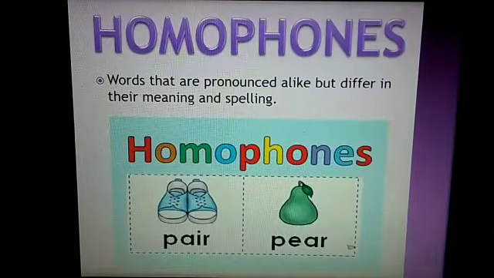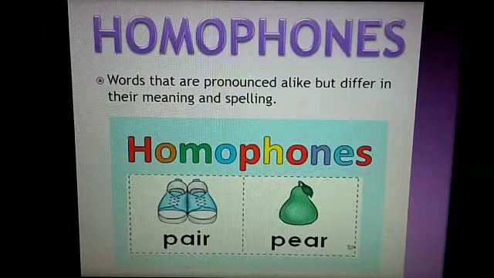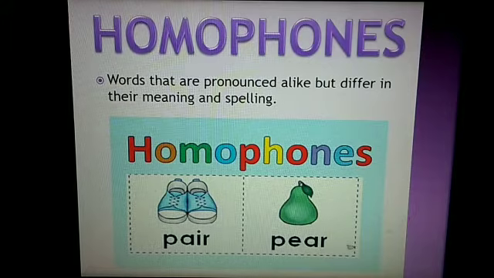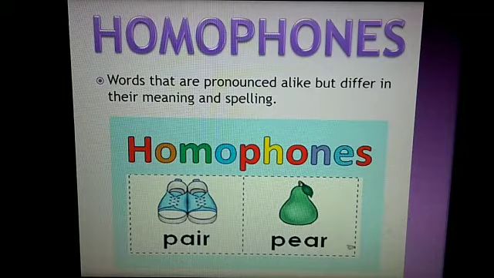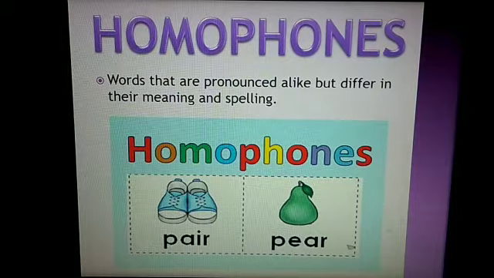At first we'll see homophones. What do you mean by homophones? Words that are pronounced alike but differ in their meaning and spelling. They are known as homophones. Homophones, example you can see on the screen: pair, pair of shoes, and you know this pair is green in color. Hope you have understood this.